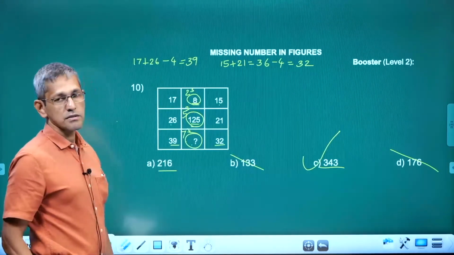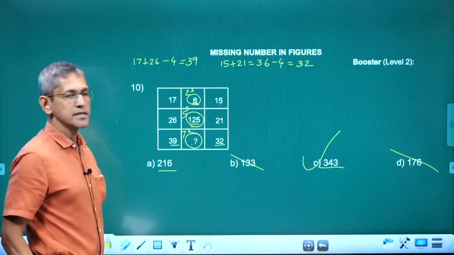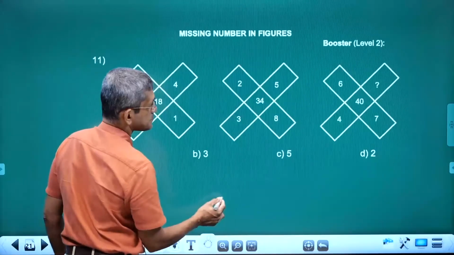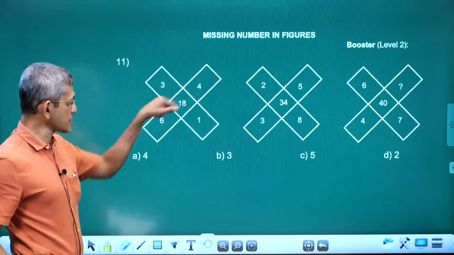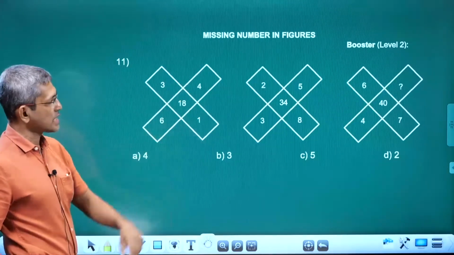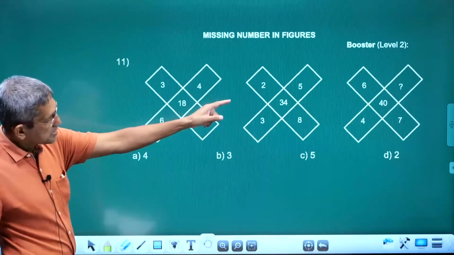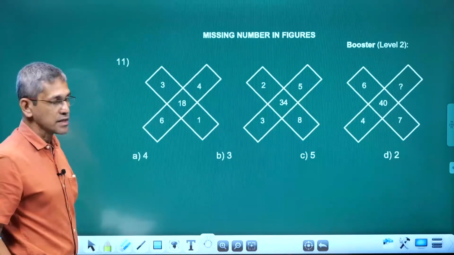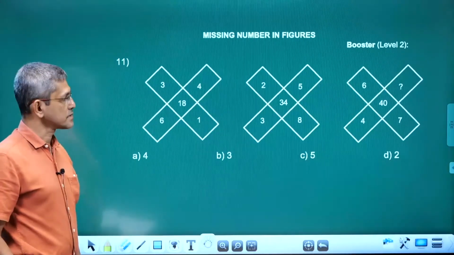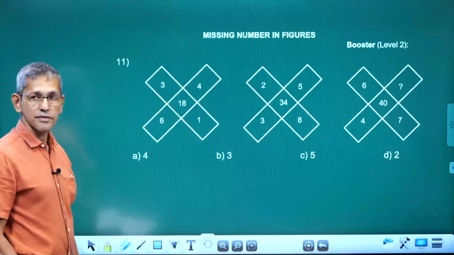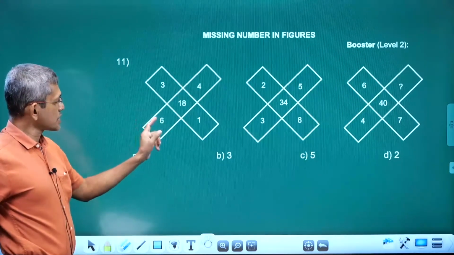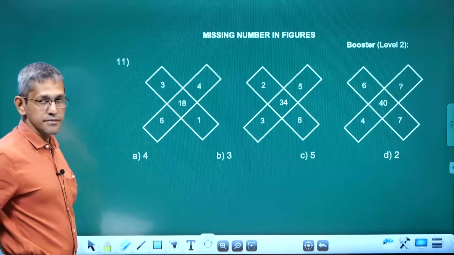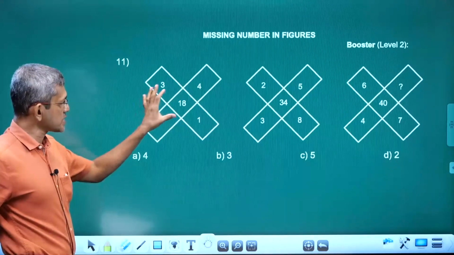Hope you got it. That's a pretty decent question. Look at this one. We have 3 X figures. X shape and numbers are filled inside the X. So one number is missing in the last figure. So check it out. So that's question number 11. And of course, at a glance, we see that 3 and 4, 6 and 1, we have 18 in the middle. So there is some kind of connection between these 5 numbers.